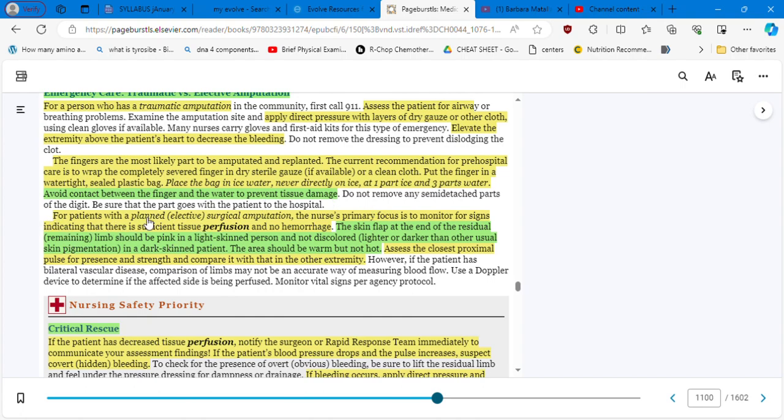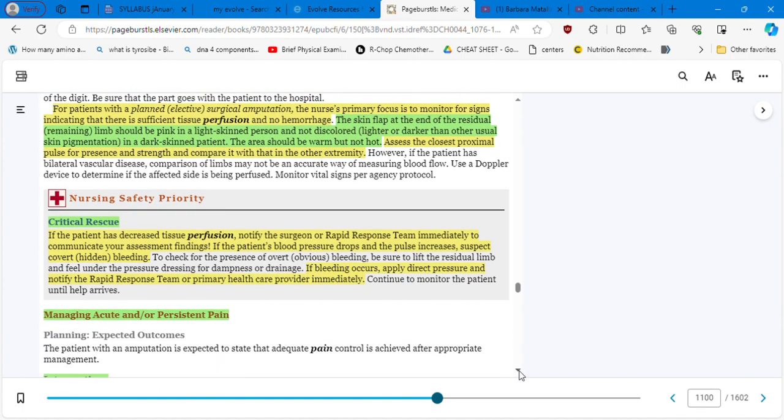For patients with planned elective surgical amputation, the nurse's primary focus is to monitor for signs indicating that there is sufficient tissue perfusion and no hemorrhage. The skin flap at the end of the residual limb should be pink in a light-skinned person, and it should not be discolored lighter or darker than other usual skin pigmentations in a dark-skinned patient. The area should be warm but not hot. Assess the closest proximal pulse for presence and strength and compare it with that in the other extremity.